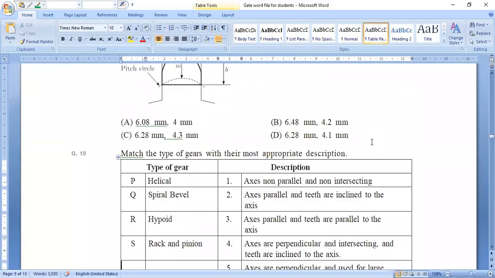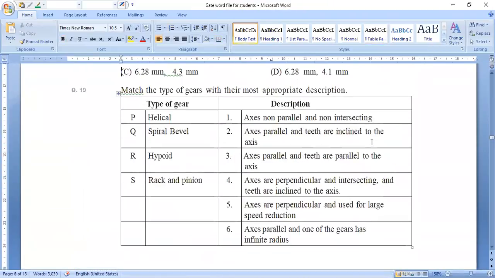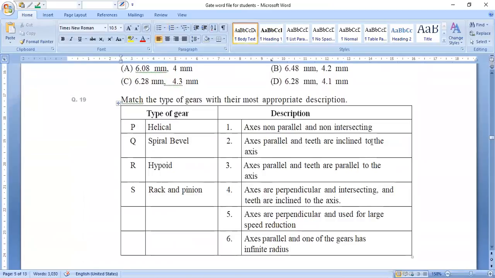It is based on gears. I will focus on gears, bearings, brakes and clutches, है ना? चलिए क्वेश्चन नंबर 19 देखिए स्क्रीन पर आपके. Match the type of gears with their most appropriate description, है ना? There are two columns, type of the gear and description of the gear.